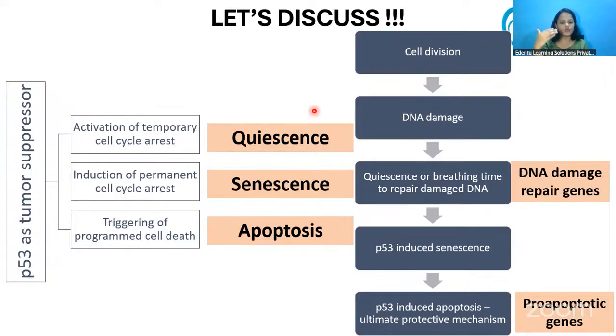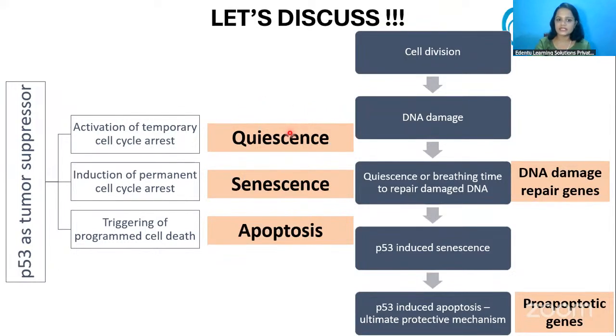Once this permanent cell cycle arrest is happening, the next ultimate protective mechanism that P53 does is to induce apoptosis. That is, P53 recognizes that this cell has a mutated DNA and it cannot be repaired, so it will push that cell towards apoptosis. With the help of pro-apoptotic genes like the BAX gene, it will release the apoptotic factors and push that particular cell towards apoptosis, or cell death. So this is how P53 usually acts.